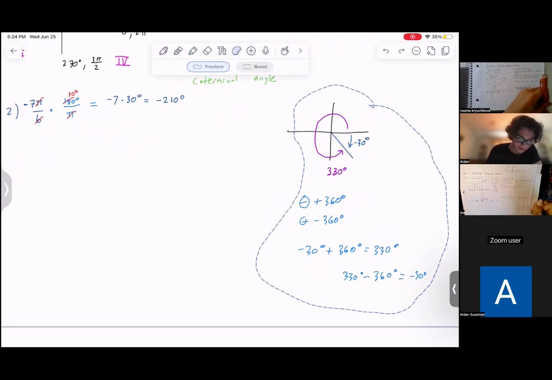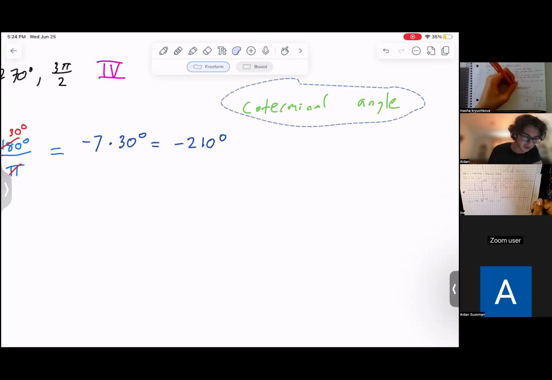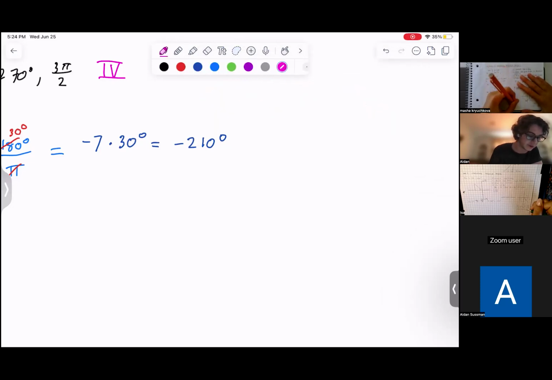The reason that we are talking about this is because maybe I don't like negative angles. Maybe that's a little confusing for me. So I'm just going to add 360 because I know that I can always add or subtract 360 degrees and it will give me the exact same angle. And what does that equal to when I add 360 degrees? Can somebody tell me what -210 plus 360 degrees becomes?